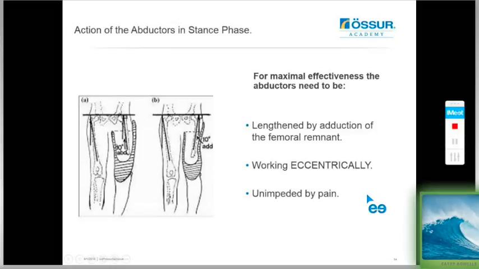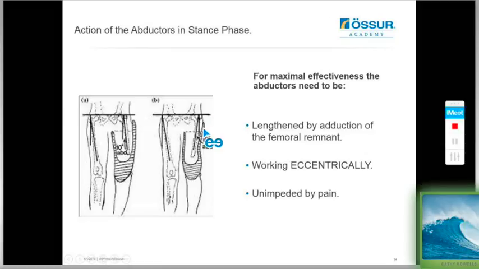So if we look at the action of the abductors in stance phase, for maximal effectiveness of these muscles, we need a lengthened position by a good degree of adduction within the socket and stabilisation of the lateral wall of the femoral remnant. We can see in this side over here, if we don't achieve that, the muscles are going to be shortened and unable to work in their position of mechanical advantage.